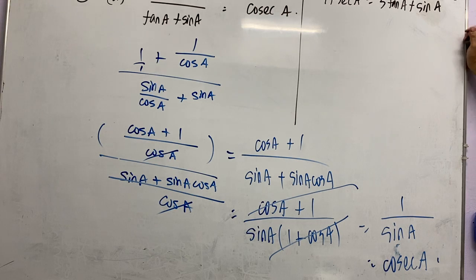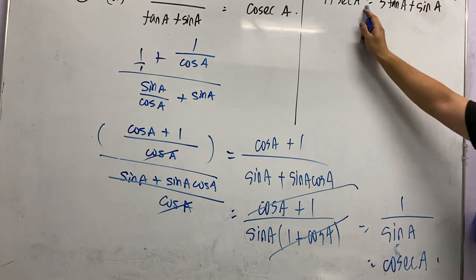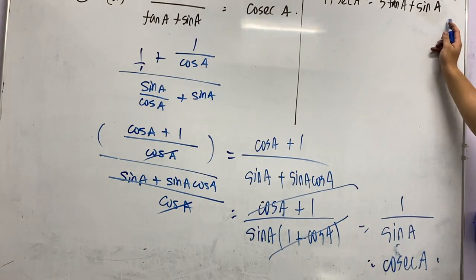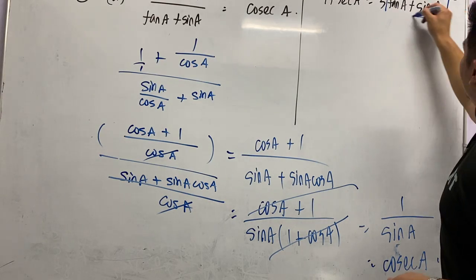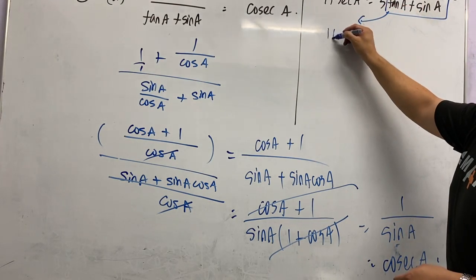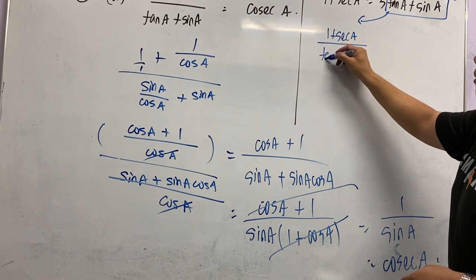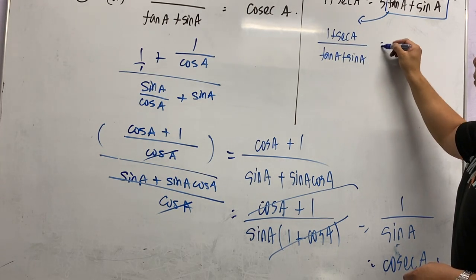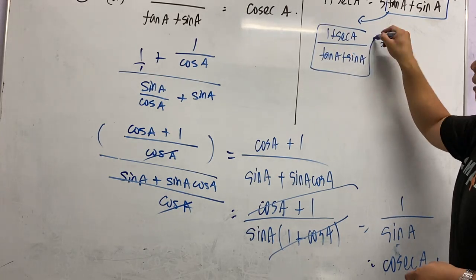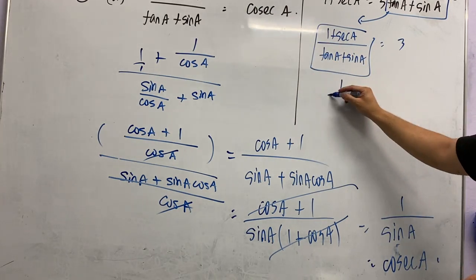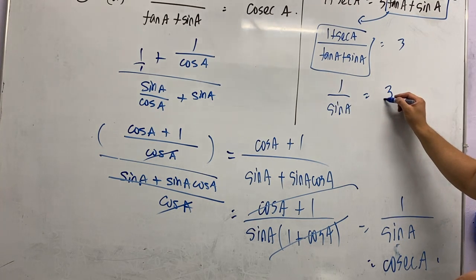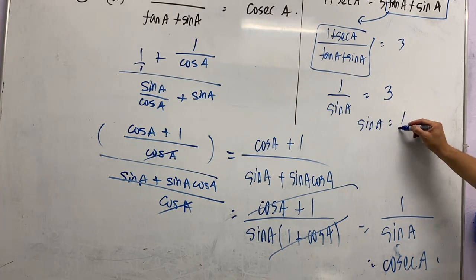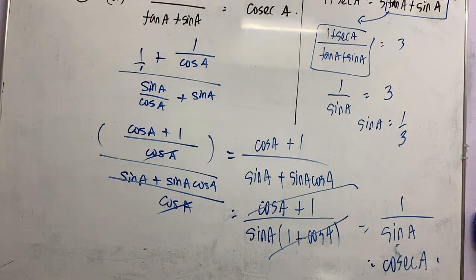Okay, this one. Tell me what's your idea. Apa idea kamu? What do you see is about the same as the question yang first one, yang original one? Ada apa macam benda sama kan? This one 1 plus secant A, this one tangent A plus sin A. Boleh tak move this one? Yes. So here, 1 plus secant A over tangent A plus sin A equals to 3. Tell me what happened here. Cosecant A, which is 1 over sin A, equals to 3. So apa sin A? 1 over 3. Boleh kira ke? Kira. Okay, tell me the answer before you go back.